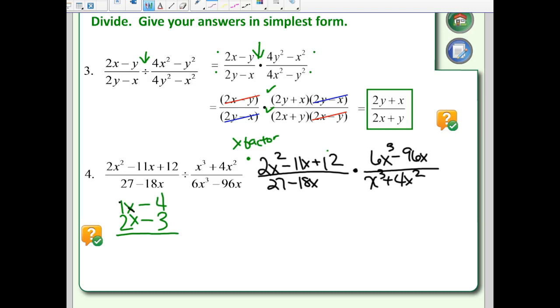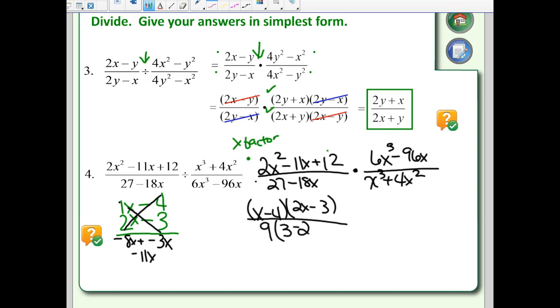We've got to check the middle. So that's going to give me negative 3x. And when I cross multiply negative 4 times 2x, that gives me negative 8x. Hey, guess what? We found it. Okay, so that means this numerator is going to become x minus 4, and then 2x minus 3. Now, if I look at this denominator, I've got a GCF. Hopefully you realize it's a 9, and then I'm going to be left with 3 minus 2x.